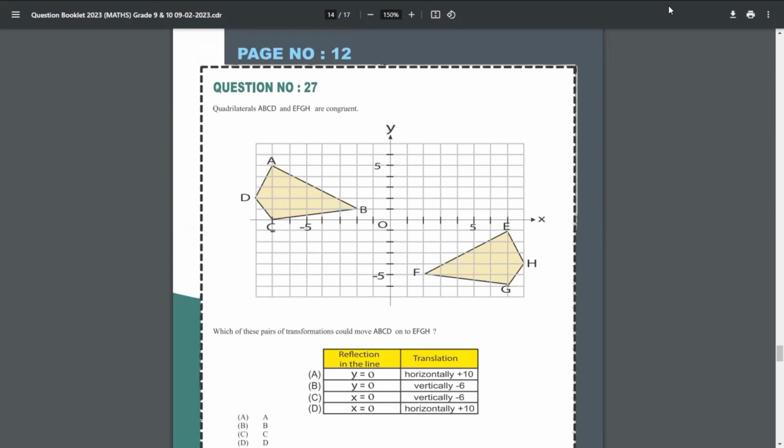Question 27. Quadrilaterals ABCD and EFGH are congruent. Which of these pairs of transformations could move ABCD onto EFGH? So the correct option is C.